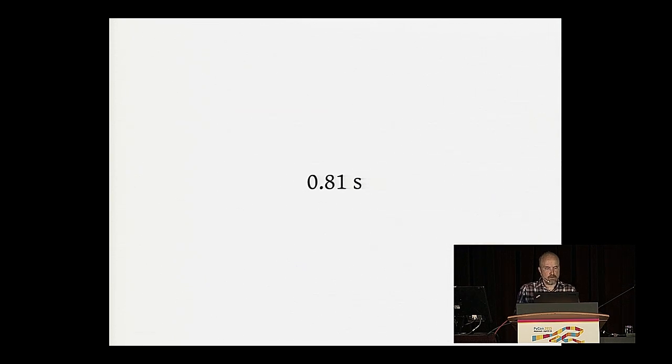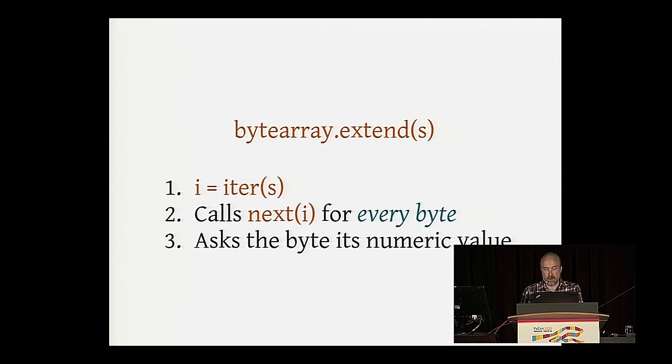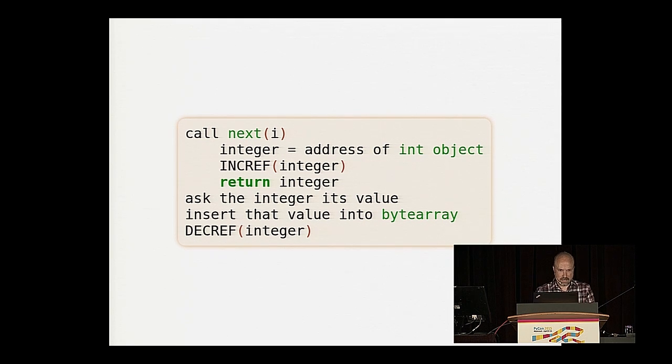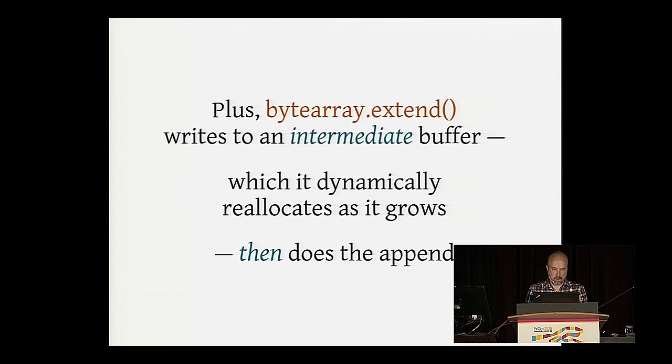It is not a win over the normal way of using byte arrays, because it turns out byte array extend is pretty inefficient. It asks for an iterator over its argument and then calls the iterator's next function over and over for every byte, and then asks the int object what its value is, so that it can then put it in an intermediate array. And that involves having to increment and decrement the reference count of the integer it's given. And by the time you're done, you can compute that you've done at least 40 bytes of bandwidth to RAM, even ignoring the instructions and stacks and arguments that are passing, in order to get that single byte value extended onto the end of your byte array.